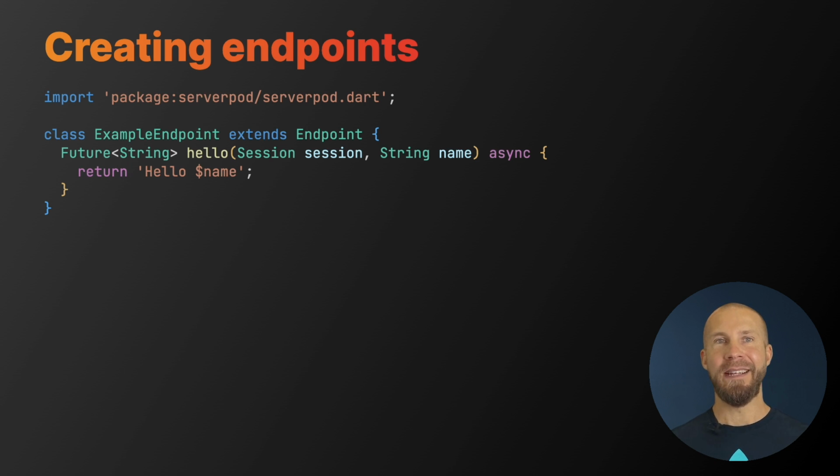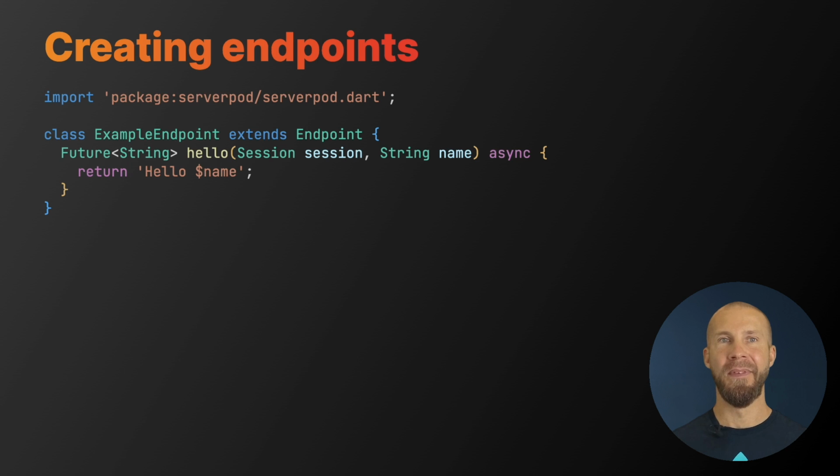The endpoint contains a single method called hello. Note that it returns a typed Future, and that its first parameter is the Session object. This will tell Serverpod that this is a method that should be included as part of our API and in our generated client. Whenever we change the code in the endpoint, we must run serverpod generate to update our generated code.